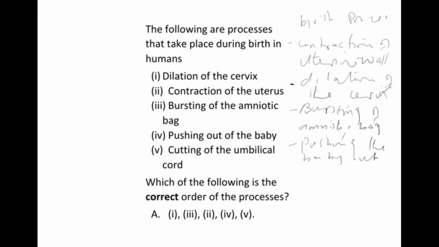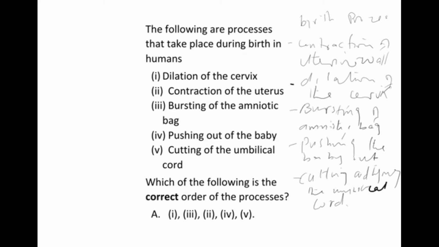Then after the baby comes out, what follows is separating the baby from the mother, and this is done by cutting the umbilical cord and tying it. Usually the umbilical cord is tied so that it prevents blood loss from the mother and also from the fetus.